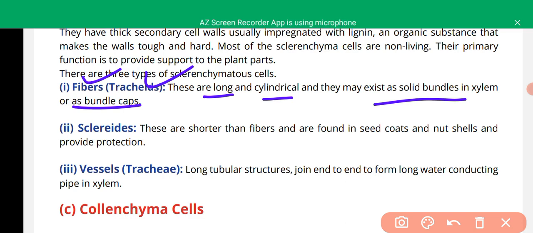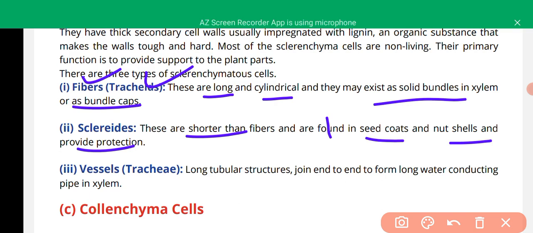Then we'll come to the sclereids. Sclereids are the second type of sclerenchyma cells, which are short cells found in seed coats and nut shells for protection. It is very important from the MCQ point of view to know where a particular type of cell is found, because they can ask you MCQ-type questions on it.